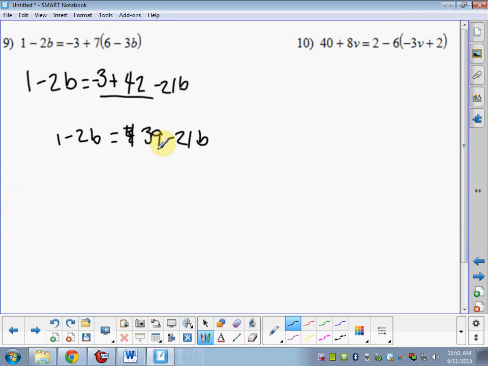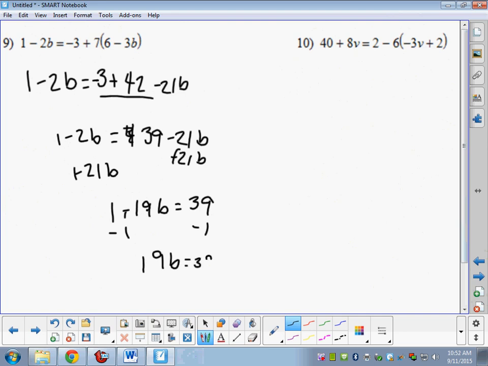And from here, again with that positive, I'm not going to bring this 2 over. I'm going to bring the 21 because I want a positive variable. So I'm going to add 21b to both sides. The 1 comes down. Negative 2 and 21b make 19. So 1 plus 19b equals 39. Now I need to subtract 1 from both sides. I get 19b equals 38. And when I divide by 19, I get 2.